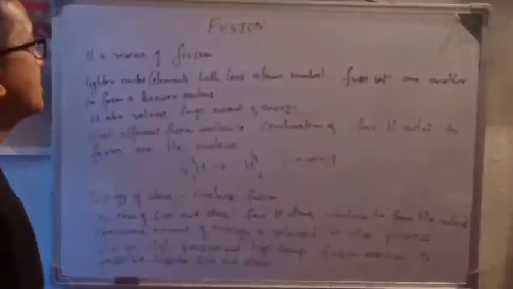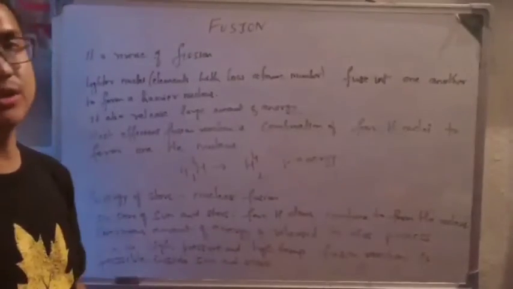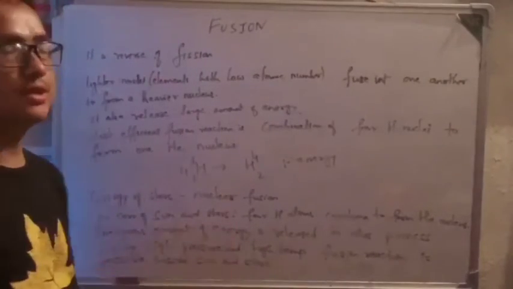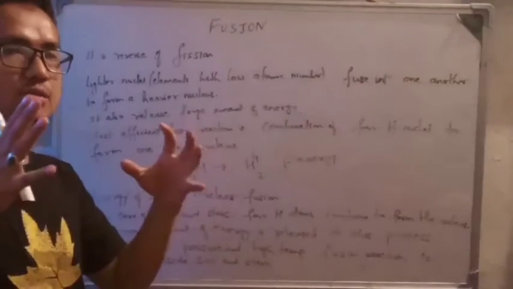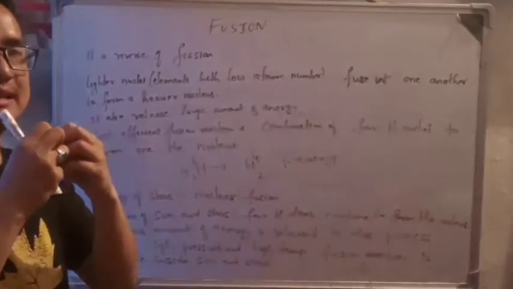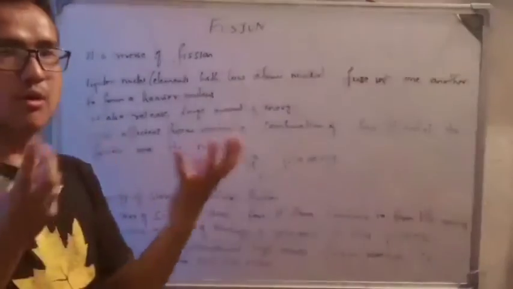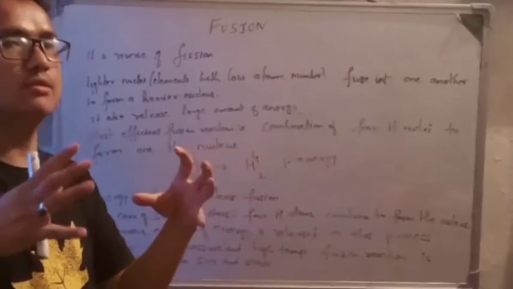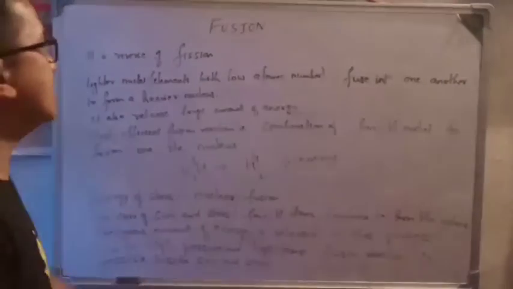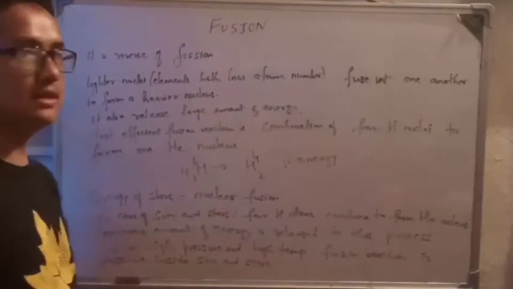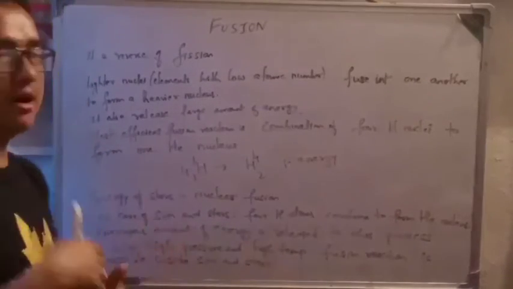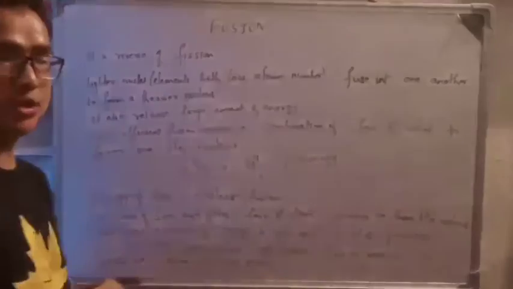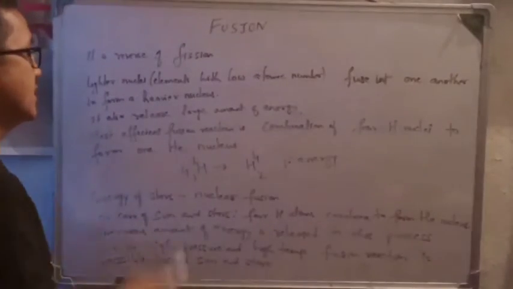Now let us discuss the fusion reaction. It is the reverse of the fission reaction. It is reverse because during a nuclear fission reaction, a higher atomic nucleus is disintegrated into lower atomic nuclei, but during fusion, lower atomic nuclei unite together to form a higher atomic nucleus. So lighter nuclei with low atomic number fuse into one another to form a heavier nucleus in the case of fusion. So it is the reverse of the fission reaction.